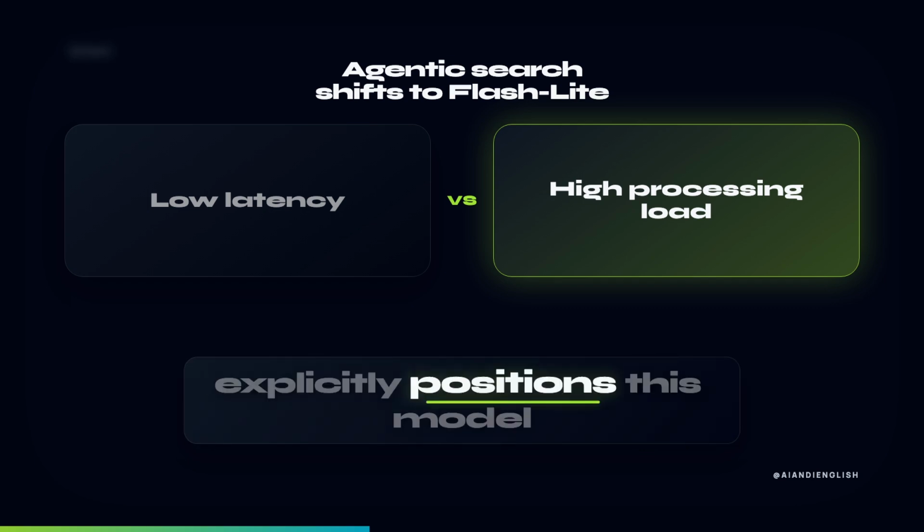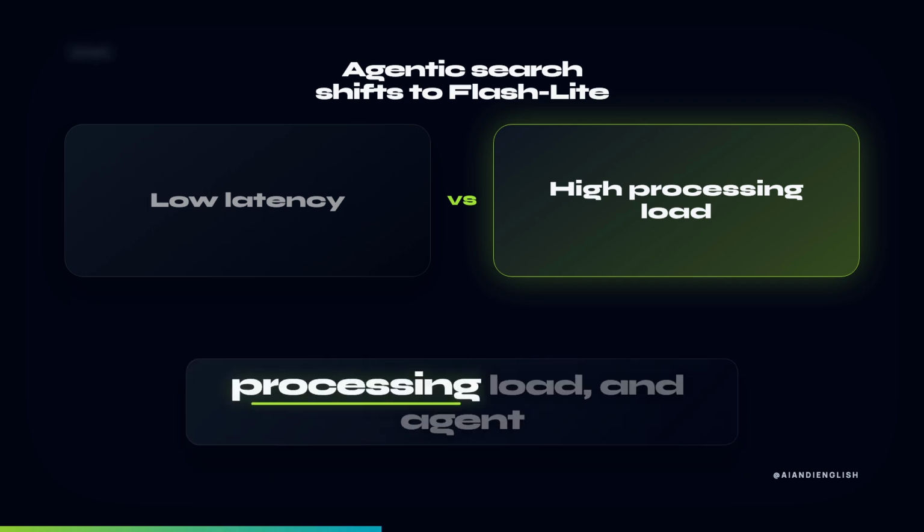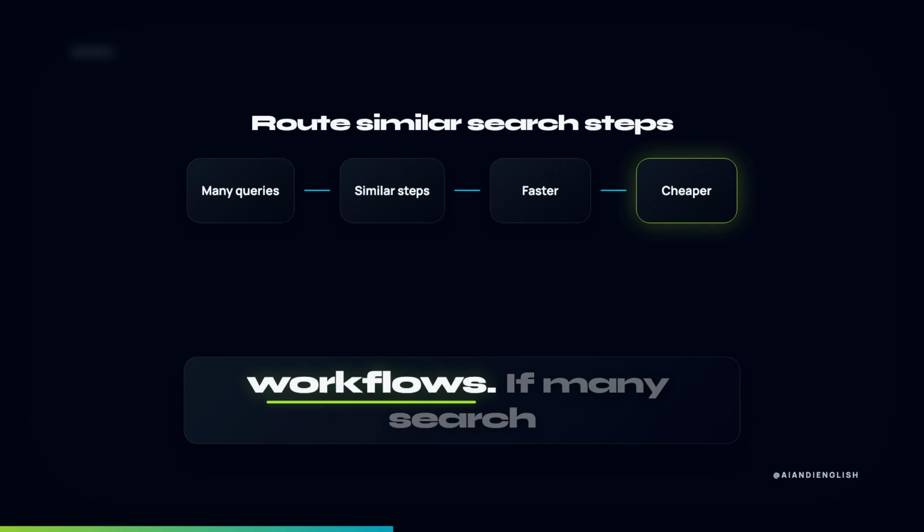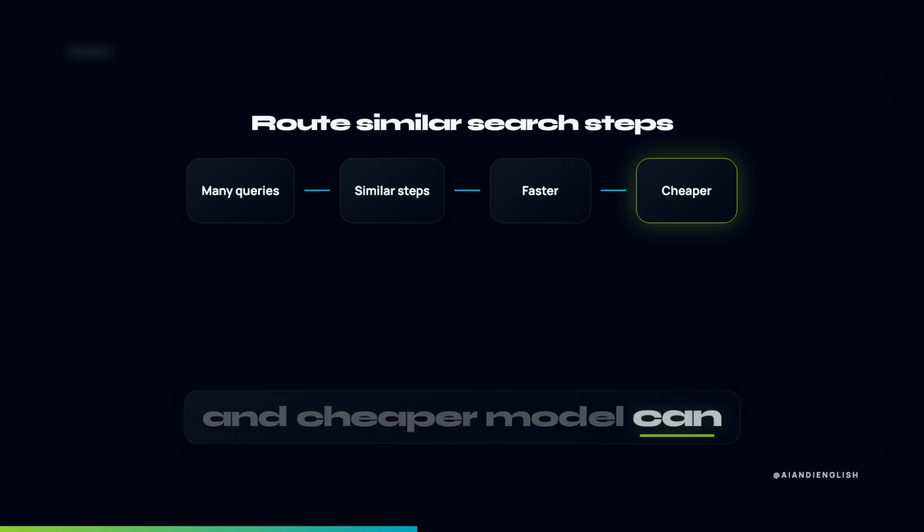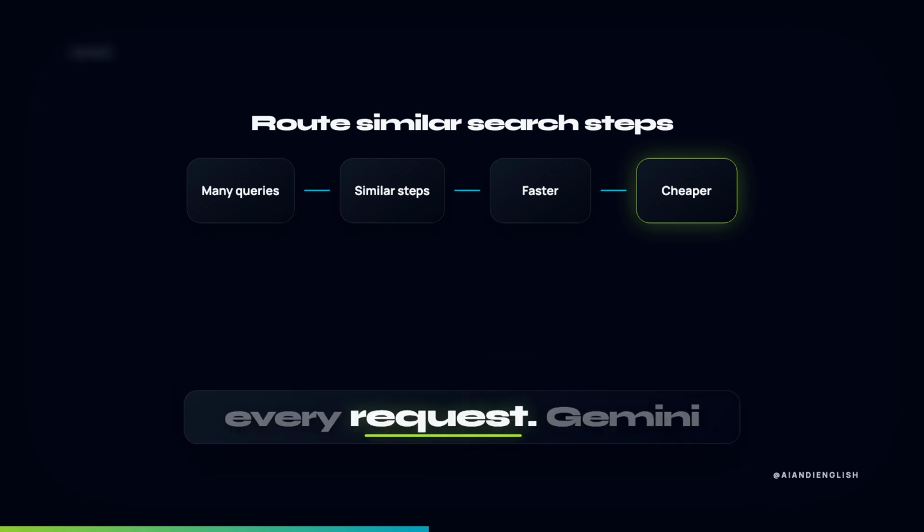Google explicitly positions this model for low latency, high processing load, and agent workflows. If many search queries go through similar intermediate steps, a faster and cheaper model can make more sense than a stronger one for every request.